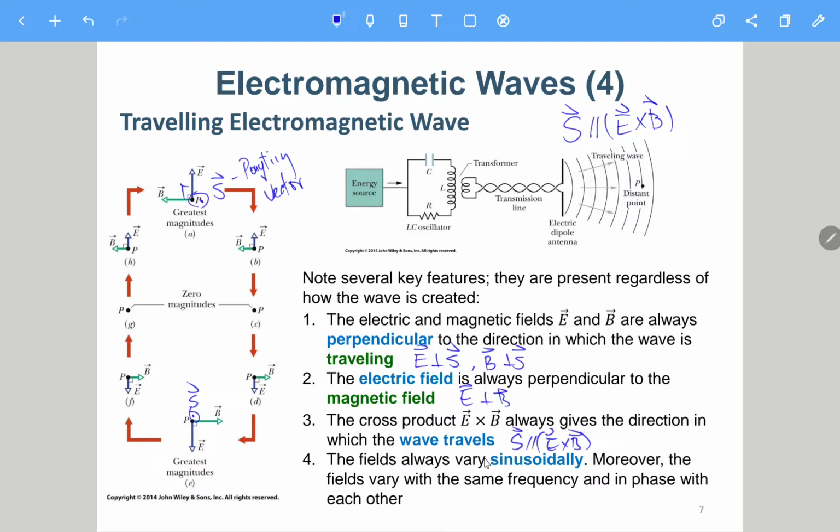And then the fourth point: the fields always vary sinusoidally. Moreover, the fields vary with the same frequency and in phase with each other. So suppose this is the positive direction of the E field and this is the positive direction of the B field. At this point, E field and B field are maximized, pointing to these two directions, and then they decrease proportionally, become zero at the same time, then point to the opposite direction and become maximized at the same time, then reduce, become zero at the same time, and go back to here. So they are always varying sinusoidally, with the same frequency and in phase with each other.